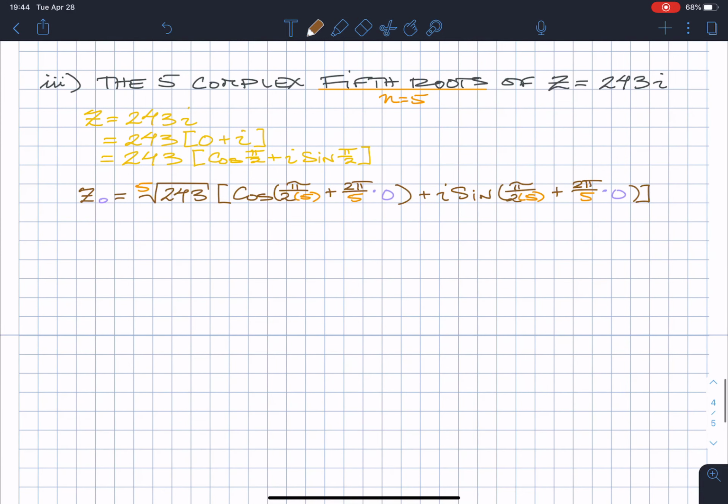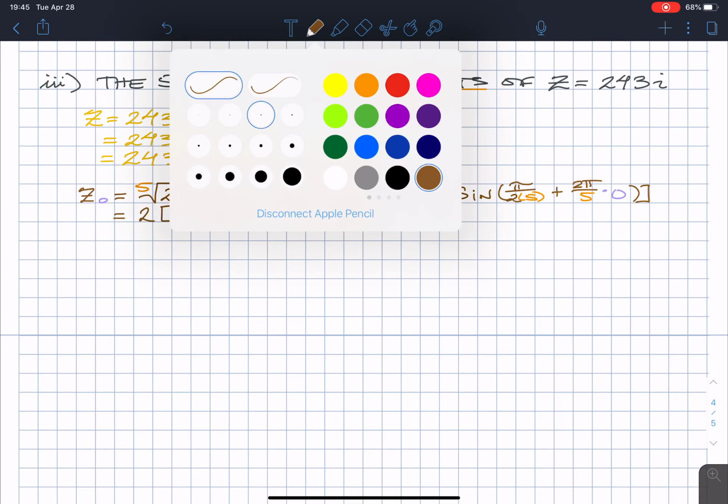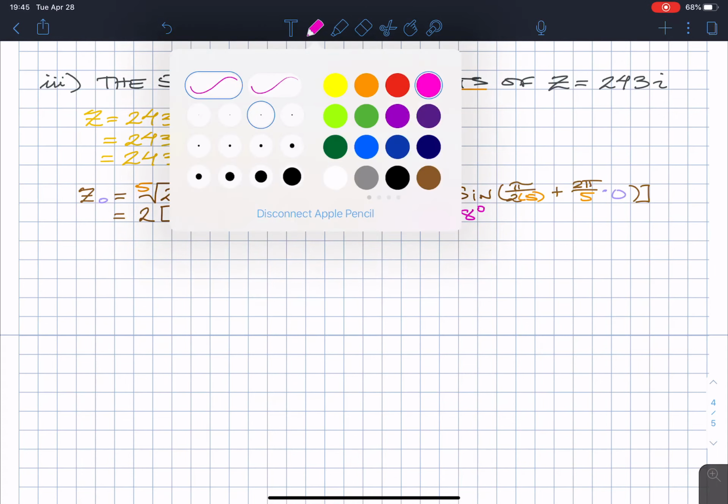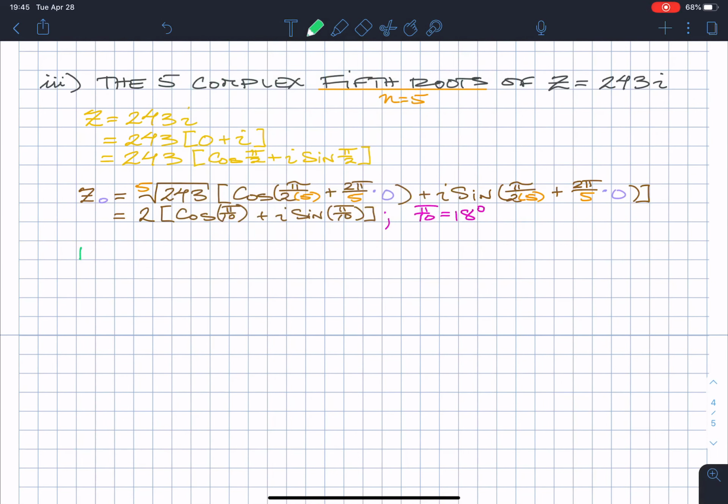Okay, so what do we get? The fifth root of 243 is 2. And this becomes cosine of pi over 10 plus I sine of pi over 10, where pi over 10 is 18 degrees. So pi over 10 is 18 degrees. Okay, so let's note, I'm looking for the fifth roots, right?